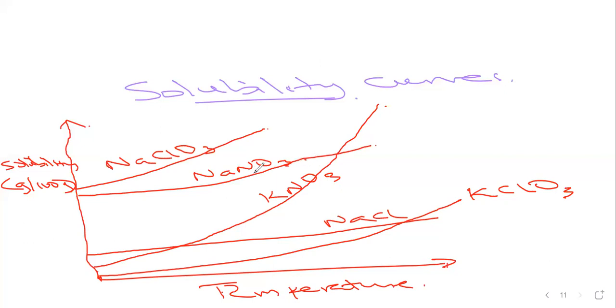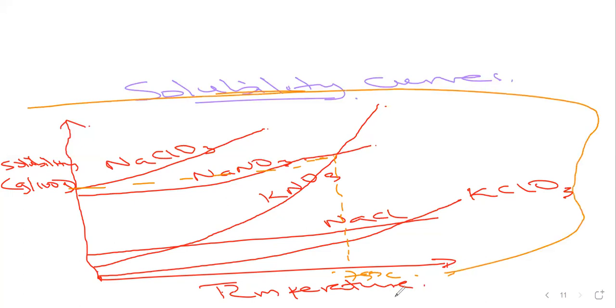Salts like sodium nitrate and potassium nitrate have a temperature where their solubility is the same. That temperature is always around 70 something. So I should say 75. At that point, their solubility is the same. So you must be able to interpret these solubility curves and extract information from them.